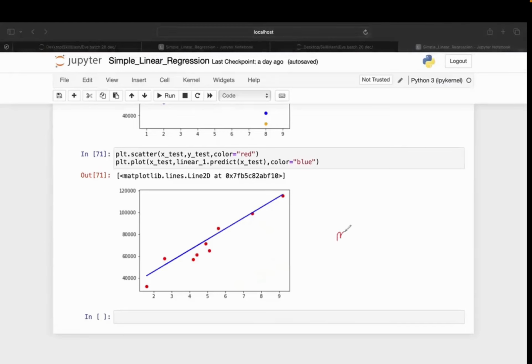Let me write it down. Mean absolute error, mean square error, and root mean square error. So we'll find these three. Understand one thing: for the linear regression model, we already have some methods to find this error.